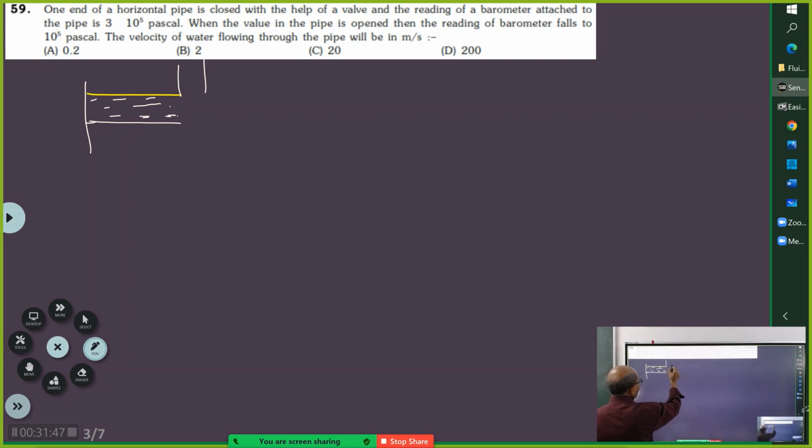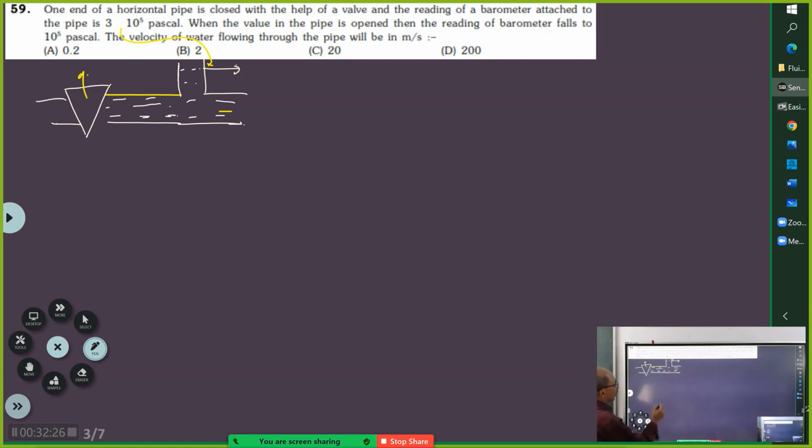So you have a barometer attached to this. It is like this. This barometer is giving some reading initially. This is the reading given by the barometer. Then when you open this, sorry, I'll show this properly. There's a valve here. This is the symbol of the valve. So when you open this valve, then obviously the fluid inside will start flowing.